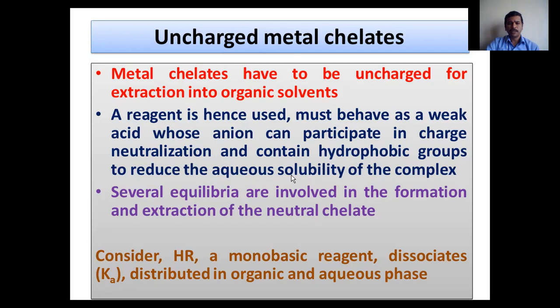Several equilibria are involved in the formation of such uncharged metal chelates, because we have to neutralize the charge, and after neutralization we will extract. What are the equilibrium aspects involved in the formation of such an uncharged metal complex? We have to understand this. In order to understand it, let me generalize the reagent I am using here. I said it is a weakly acidic reagent. So consider it in the form of HR, H indicating the acidity.